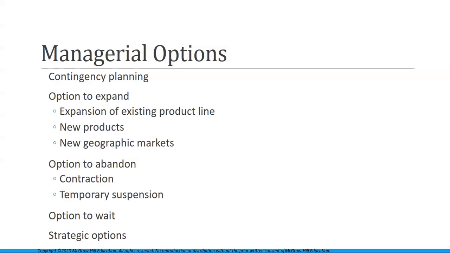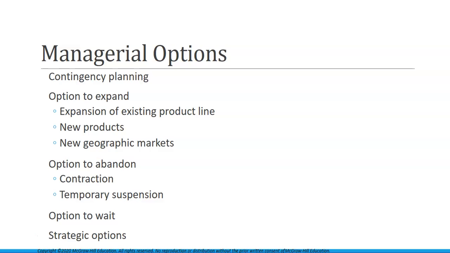When we're looking at capital budgeting, we have multiple options. So we have contingency planning, the option to expand, the option to abandon, the option to wait, and other strategic options. When we're doing contingency planning, we have to think about that as part of our what if. What if we do this? What if this happens?